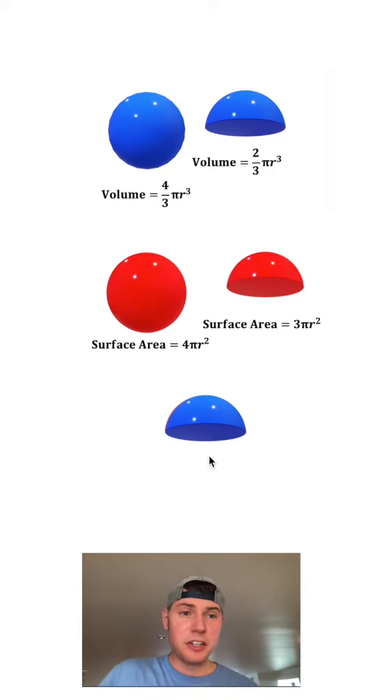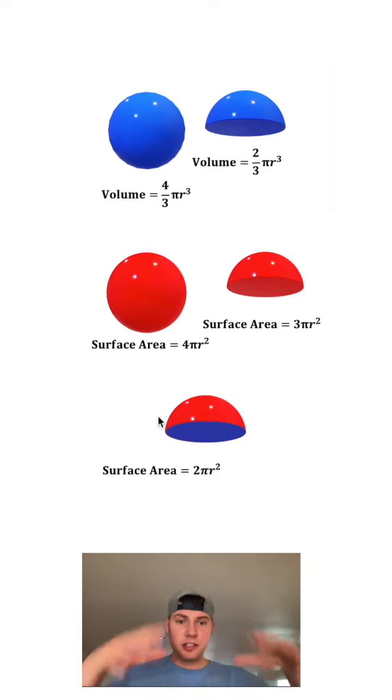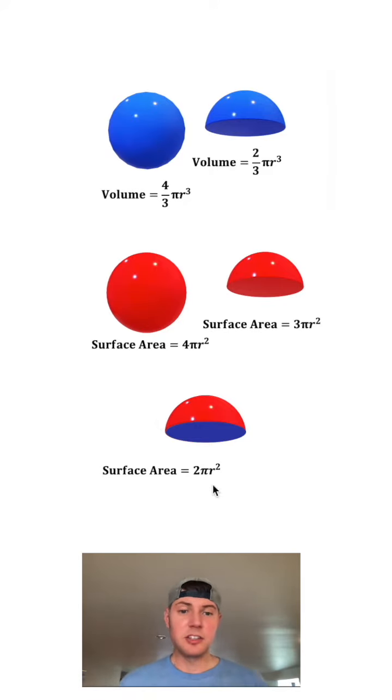The fresh hemisphere that we haven't painted red yet. Let's find the surface area of this. If we paint this top shell, that's going to be exactly half of this surface area, which is 4 pi r squared. And then 1/2 of 4 is 2. This top portion of the hemisphere is 2 pi r squared.